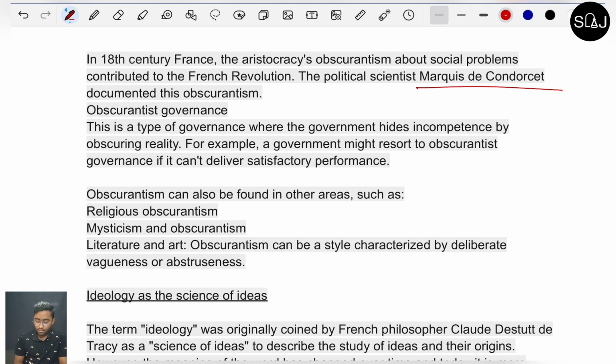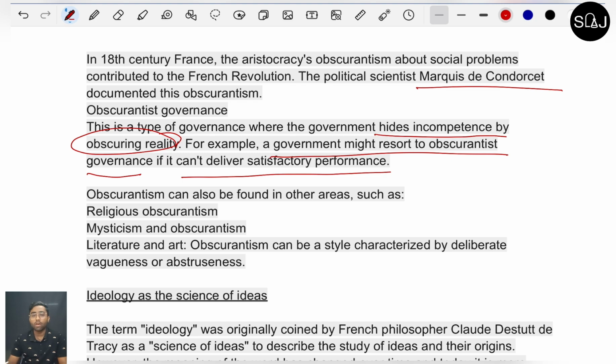Obscurantist governance. This is a type of governance where the government hides incompetence by obscuring reality. So they are not telling you the actual truth about their government, about their party, of how things are going on in your country. So they don't want you to be aware of all those social and political issues that are going around. For example, a government might resort to obscurantist governance if it can't deliver satisfactory performance.